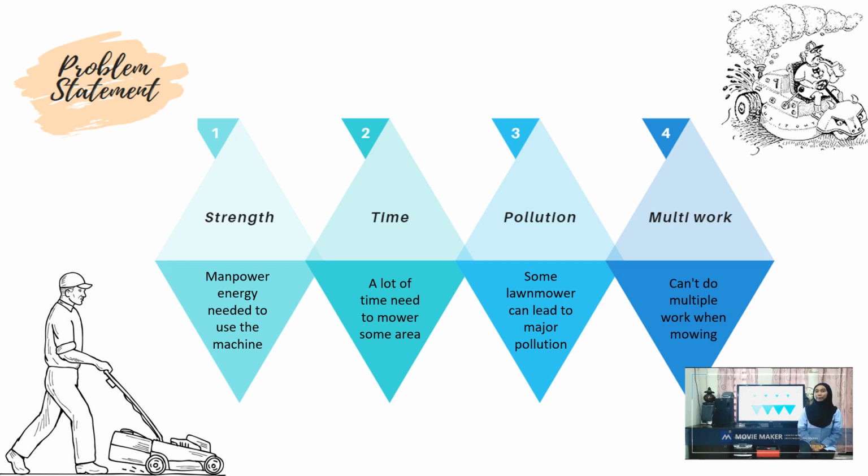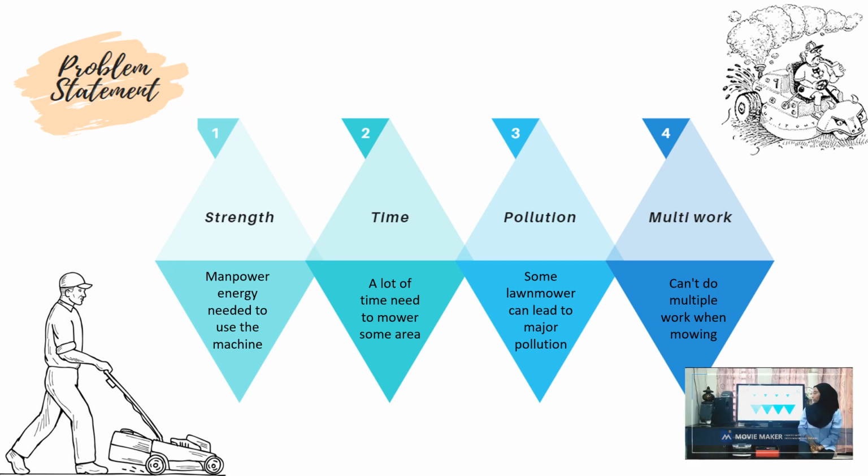Now, we will move to the next slide, which is the problem statement. The problems that people face with previous lawnmowers are very important to me. So I have divided them into four categories, which are strength, time, pollution, and multi-work. For strength, manpower energy is needed to use the machine, which is true of every machine that has been created. We need a lot of manpower to do the work of mowing.